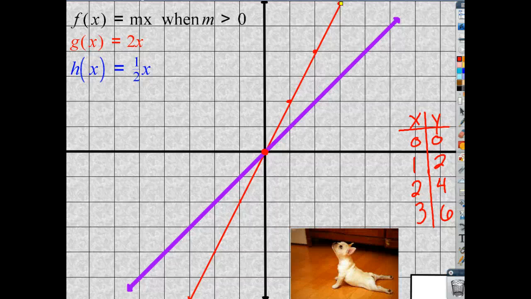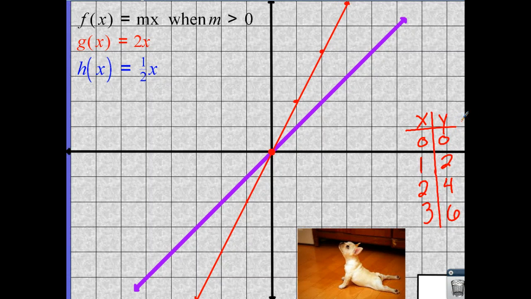and then when it's greater than 0 but less than 1, we call those fractions. What's going to happen to the look of this picture when we have a fraction for m? All right, so let's take out our table of values over here on the right, and you are taking a half of all these numbers. So a half of 0 is 0, and then we have a half of 1 is 1/2. Half of 2 is 1, and then we have 1 1/2.